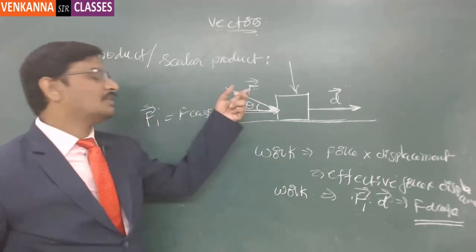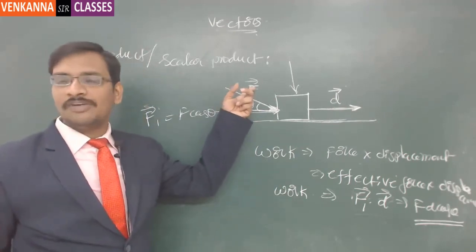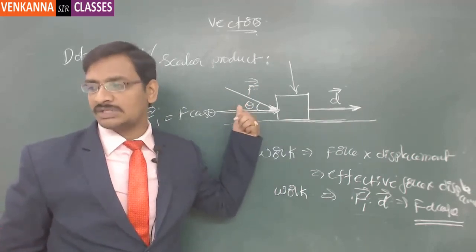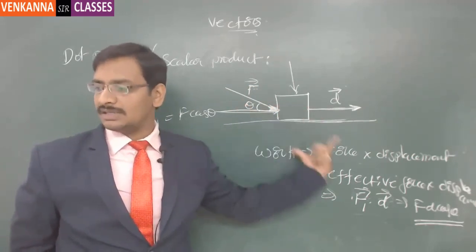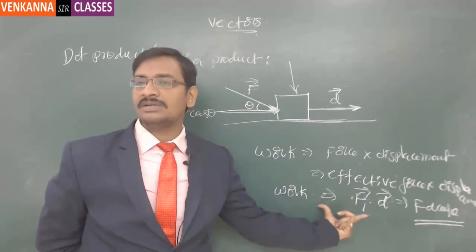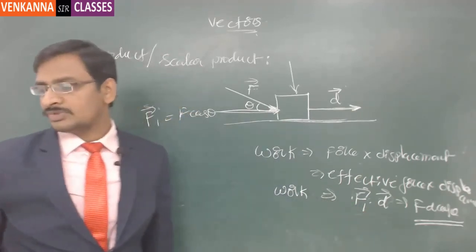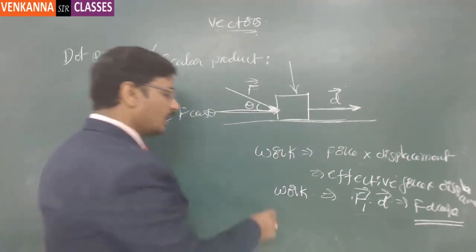So when you are treating the first vector, whose effect is always in the direction of the second vector, then there is no need to specify the first vector's direction, right? So hence the resultant will come as a scalar, because it doesn't need any direction. Got it? So that's exactly the reason work will be a scalar.